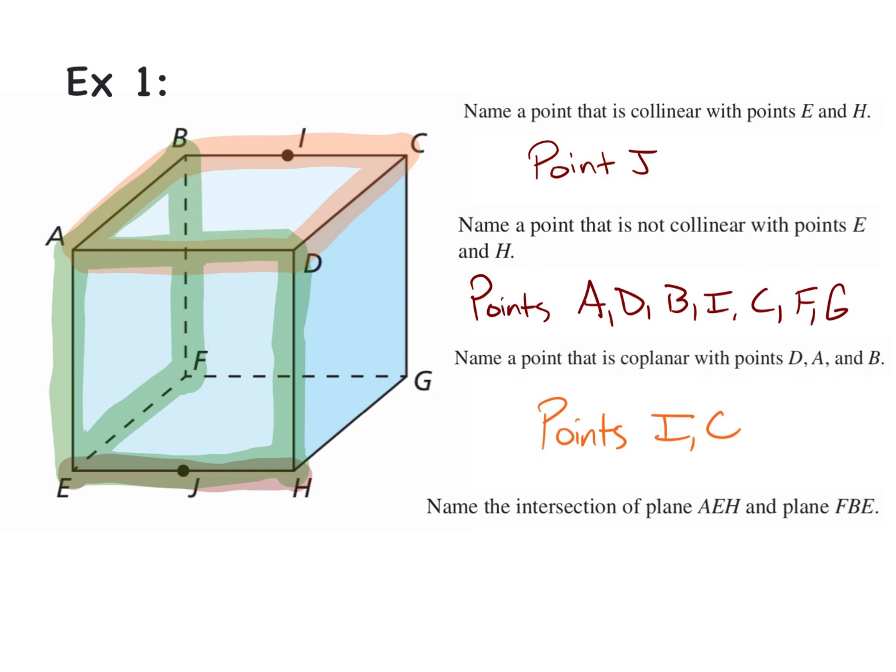So we know they create this line right here, right? So A, E. So what's the name of that? Line AE. So it's A, E. What's the symbol for line?